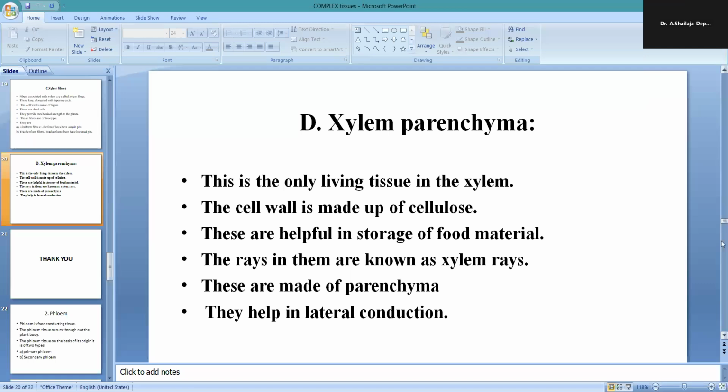Okay, this is about the xylem parenchyma. It's very very important. It is a living tissue. The cell wall is made up of cellulose. These are helpful in the storage of food material. Sometimes we observe that tannins, crystals, and other substances may also be found in these cells. Okay, clear? This is about the xylem.